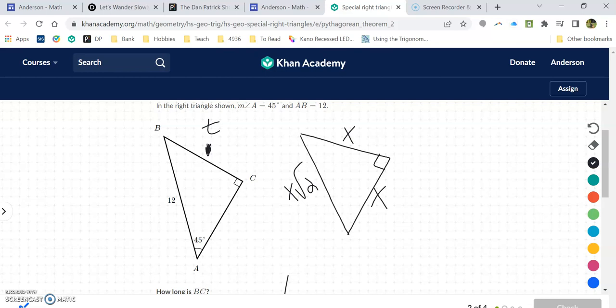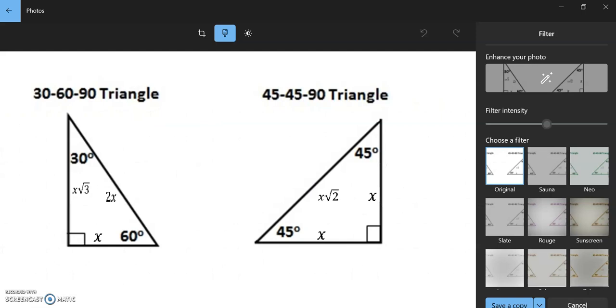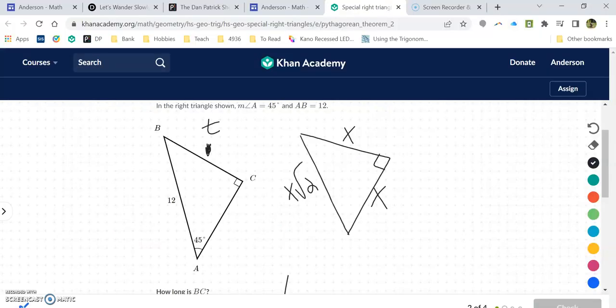Same thing again. Remember, I got these numbers from here. Opposite 45 is x, opposite 45 is x, and our hypotenuse is x square root 2. You'll see that matches up from here. Opposite both 45s is x, and our hypotenuse is x square root 2. So now we're going to solve for our x value. 12 equals x square root 2, and we need to solve for x.